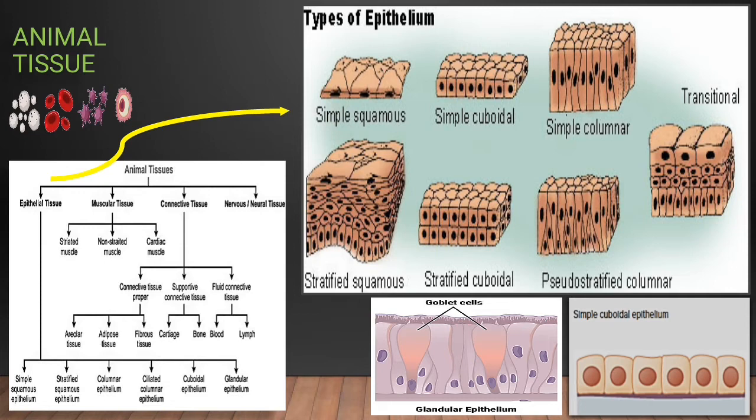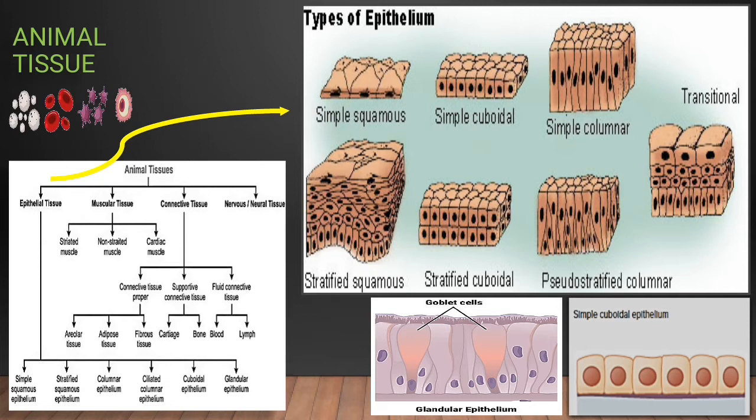Next, we have the pseudo-stratified columnar epithelium. It is located in ciliated tissue that lines the trachea and much of the upper respiratory tract. It secretes mucus, and the ciliated tissue moves mucus as well. Then we have the stratified squamous epithelium. It lines the esophagus, mouth, and vagina, and it protects against irritation.